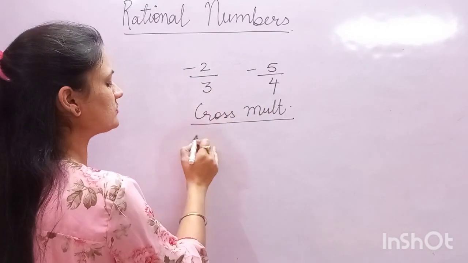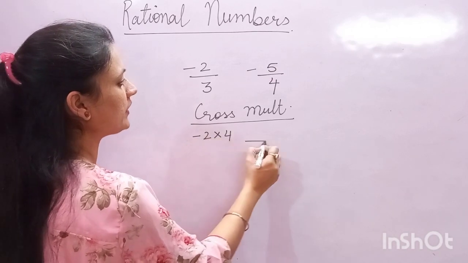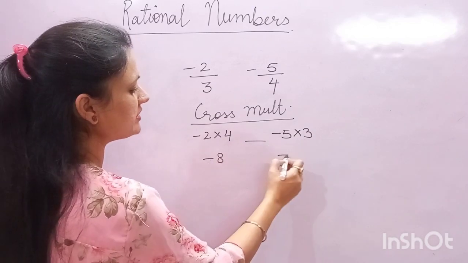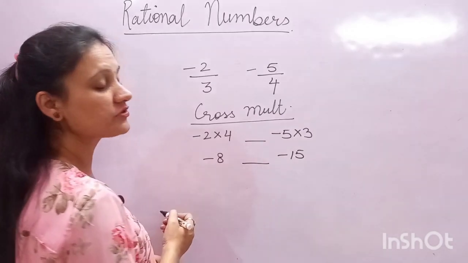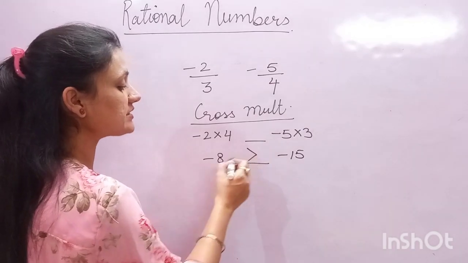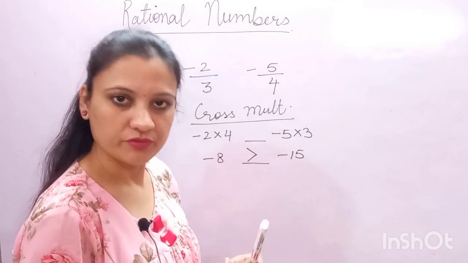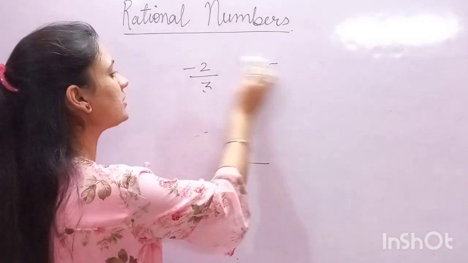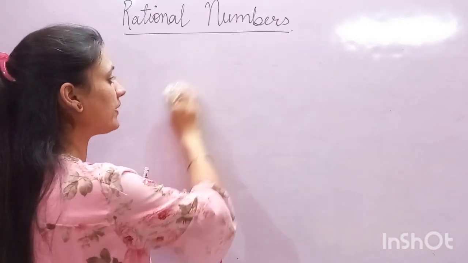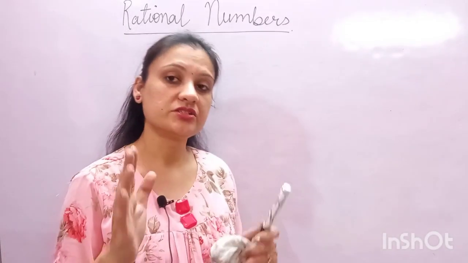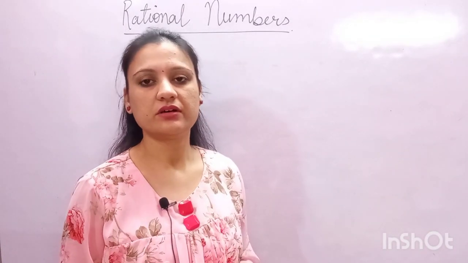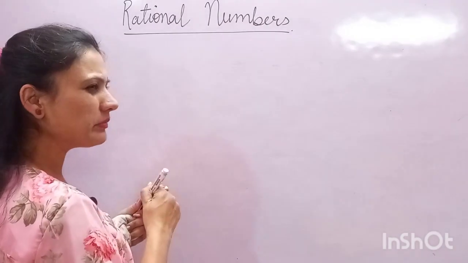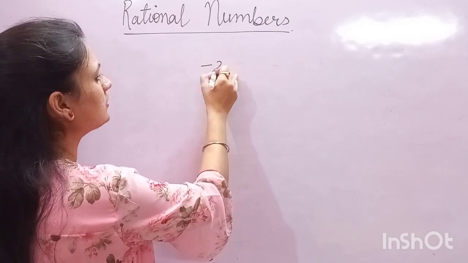So now you can do the cross multiplication, minus 2 into 4 and minus 5 into 3. So 4 2s are 8 and 5 3s are 15. Which is the greater and which is the smallest? We can say minus 8 is greater than minus 15, right? So we can say that they are not equivalent. The given rational numbers are not equivalent. Before comparing, make sure that both the rational numbers are in the standard form, right?